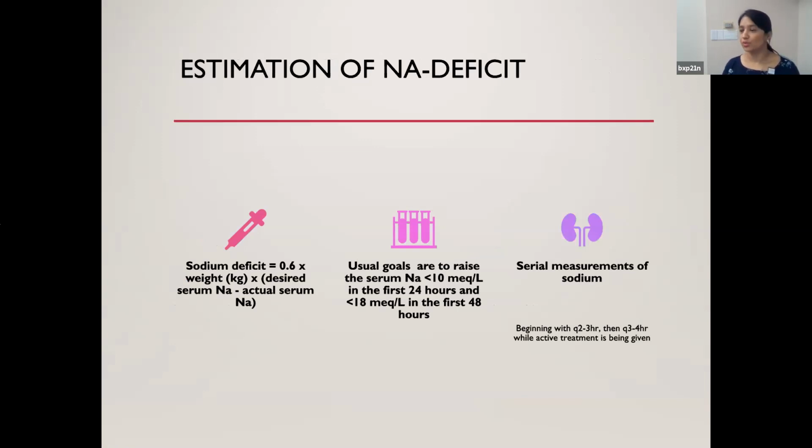Now, how do we estimate the sodium deficit? I think Dr. Blackburn already touched this. Again, sodium deficit: 0.6 is the distribution factor of sodium in the extracellular fluid. So 0.6 times your weight, times desired sodium, how much you want to raise, minus your actual sodium, so that you can quantify how much you want to raise within that time frame, right? Our usual goal is to raise less than 10 milliequivalents per liter in the first 24 hours. If we do not exceed that, then you're good. And around 18 to 20 within the first 48 hours. And for this, you will need serial sodium measurement.